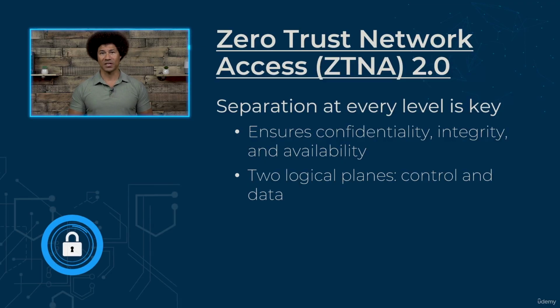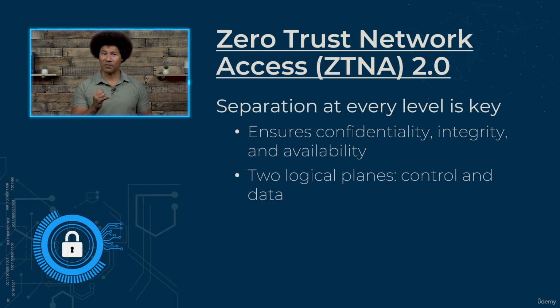Let's break down the concept of zero trust in cybersecurity and explore how it relates to several key areas. When it comes to zero trust, separation at every level is required to ensure confidentiality, integrity, and availability. At the network level, this means dividing devices into logically two separate planes that are completely separated. One is going to be called the control plane, while the other is the data plane.